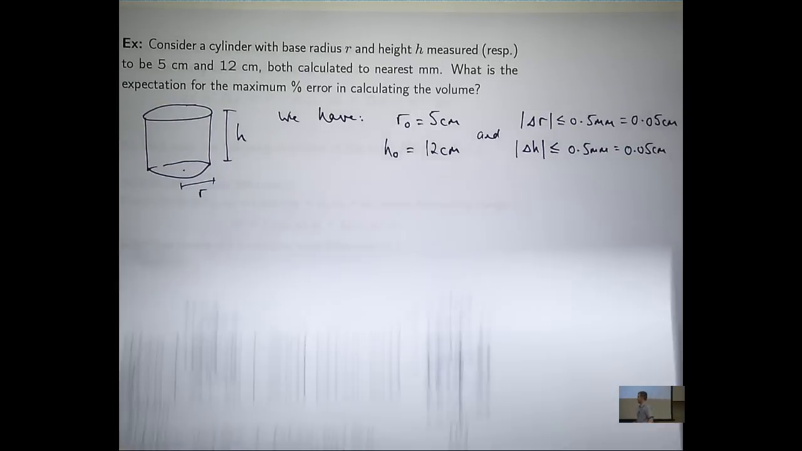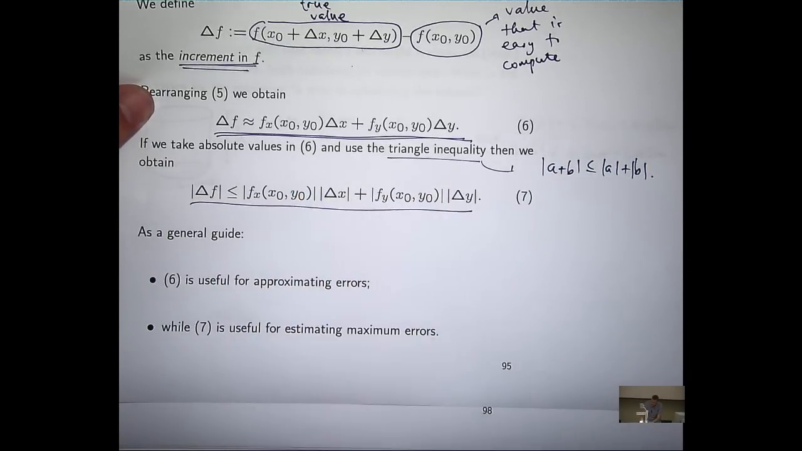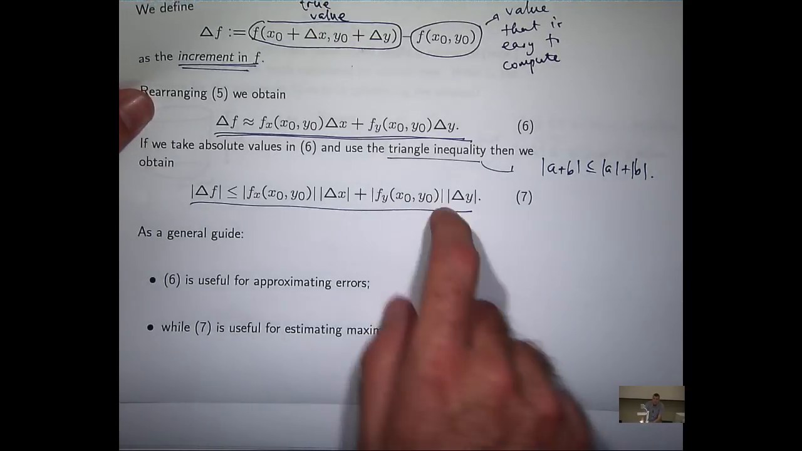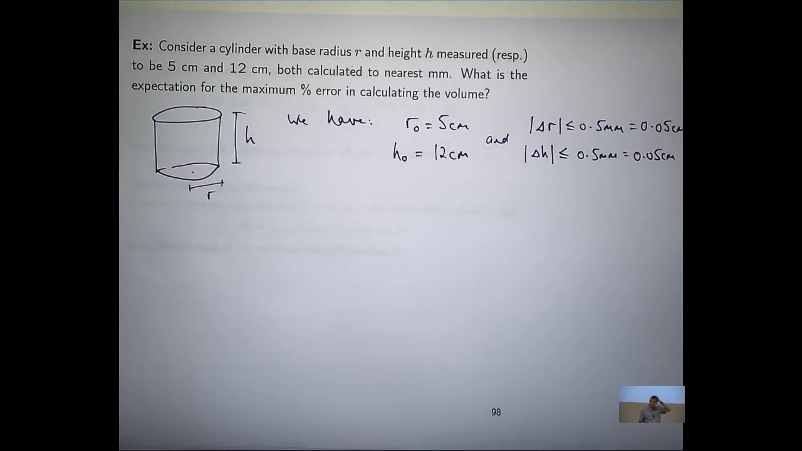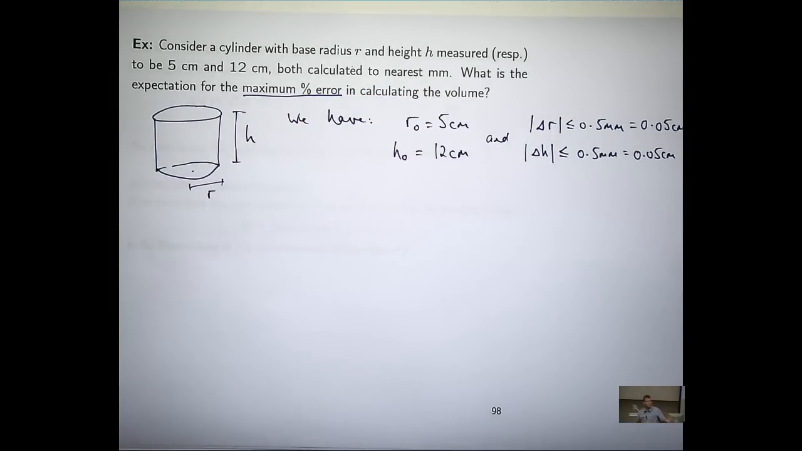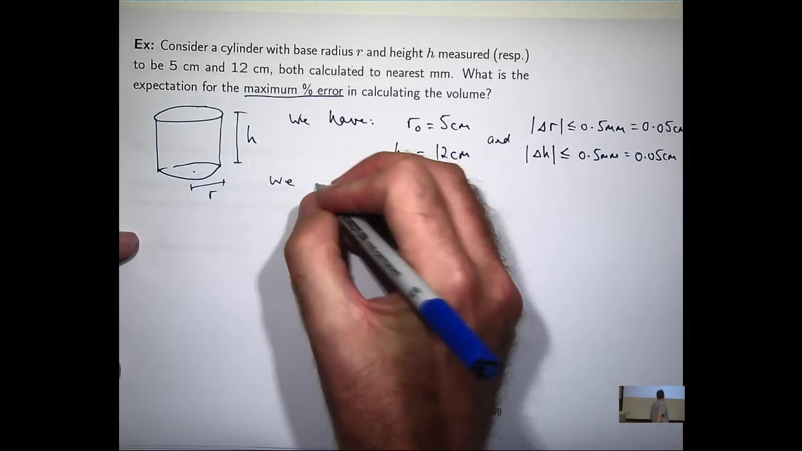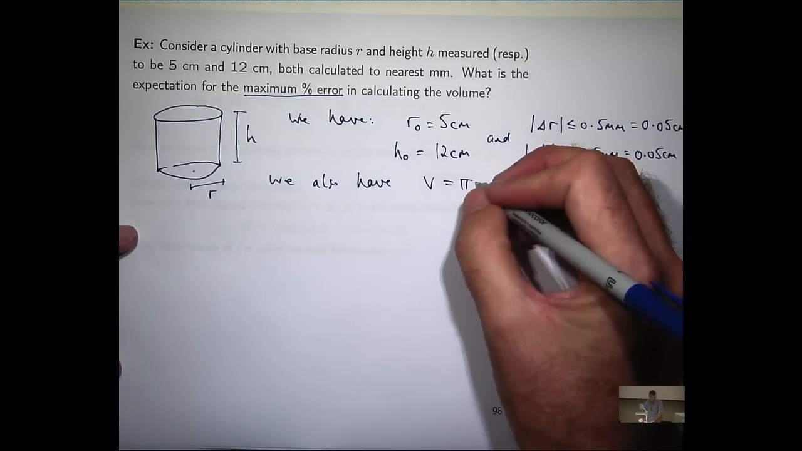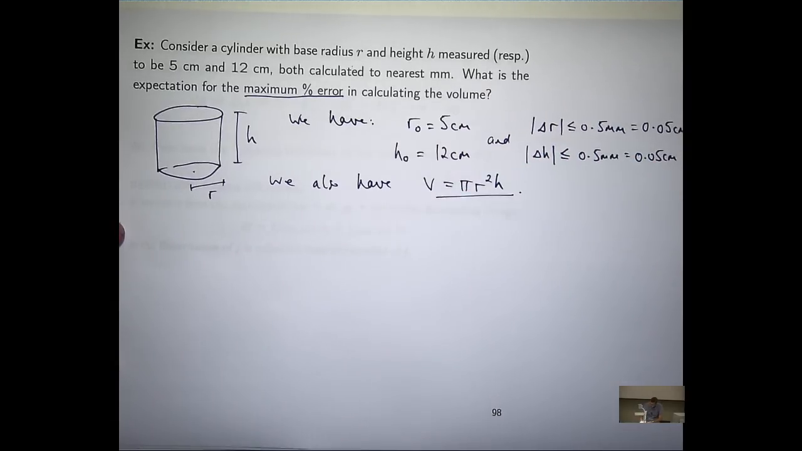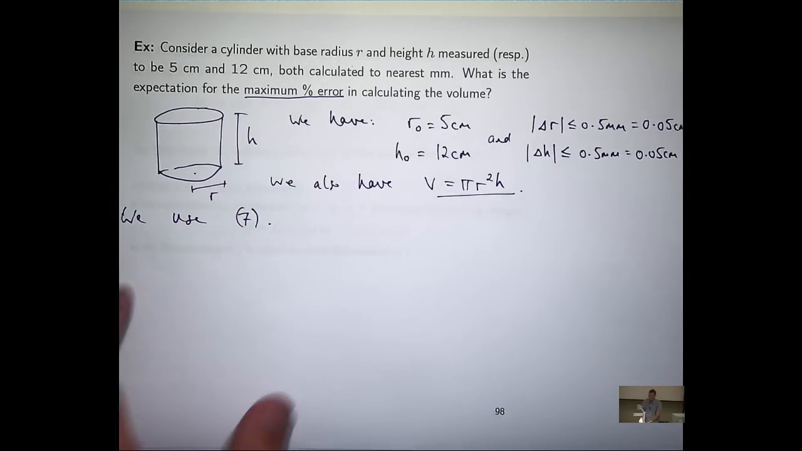Okay, so we are going to use this now. We've got the estimates for these with, I guess, x and y replaced with h and r or something, and this is what we're chasing. We want to come up with some sort of expectation for the maximum percentage error in calculating the volume. So we also want to have some sort of function of two variables. And we're going to use 7, our expression 7.